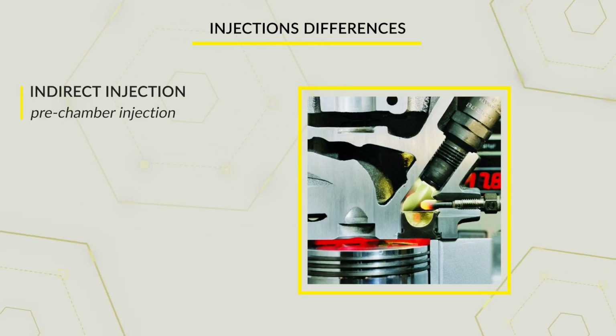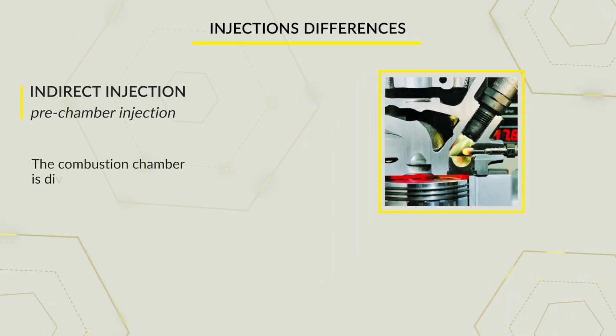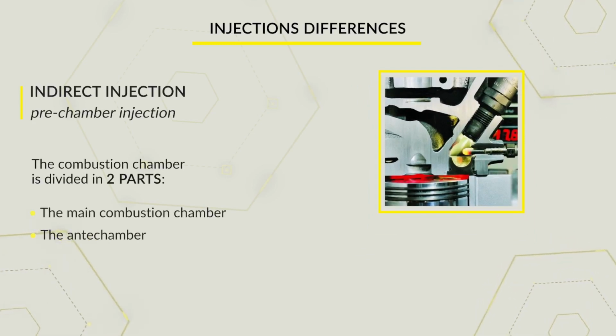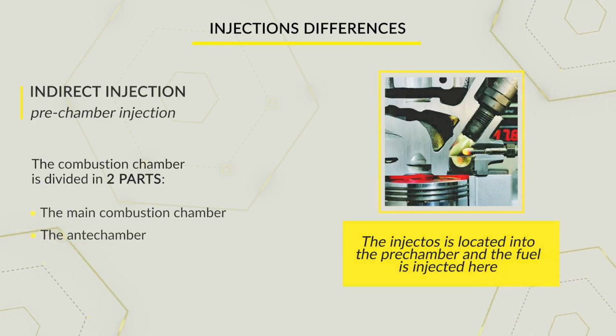It is now an obsolete system, characterized by the fact that the combustion chamber is divided into two parts, a main combustion chamber and an antechamber. The injector is not located in the combustion chamber but in the pre-chamber.